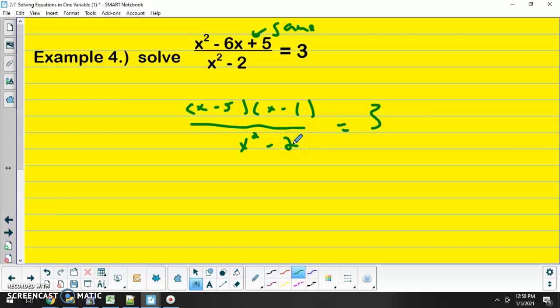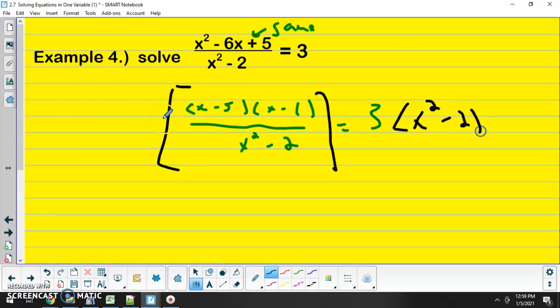All right, so since nothing cancels, what we have to do here is multiply by the LCD, which is x squared minus 2. So we're going to multiply both sides by x squared minus 2. Okay? And when we do that, that will clear the x squared minus 2 there. Factoring here didn't really help us at all, so I'm just going to unfactor it, or FOIL the top back out, which will be the same thing as what we started with. Okay, x squared minus 6x plus 5.